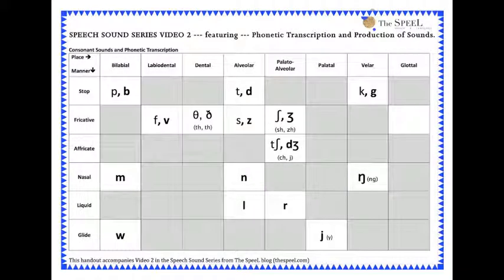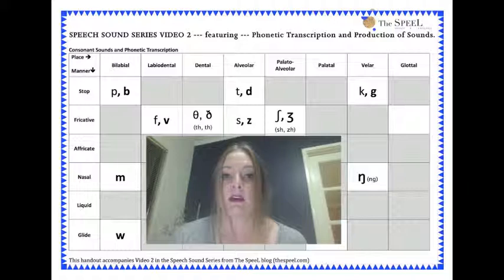So now the velar sounds. The velum is also known as the soft palate, and it is the very back section of the roof of your mouth. The back of your tongue raises up to touch the velum, and so we call them velar sounds. These sounds are k, k, g, g.